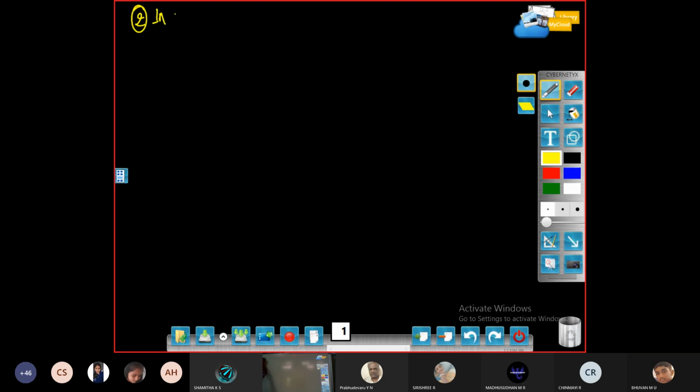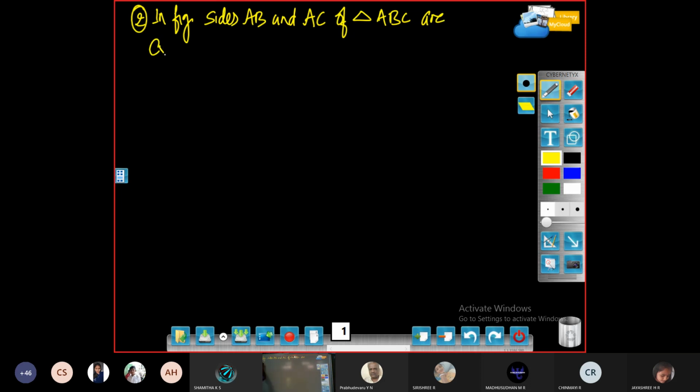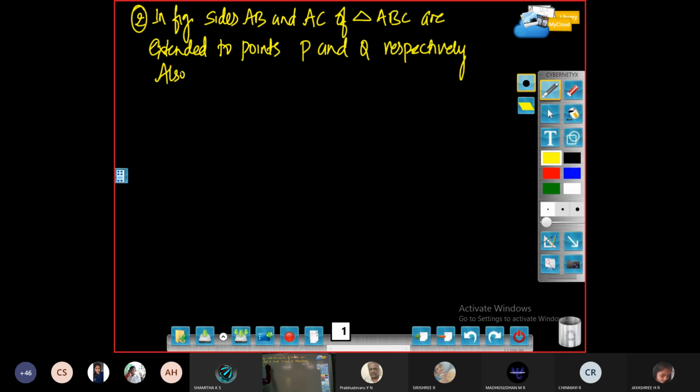In figure, sides AB and AC of triangle ABC are extended to points P and Q respectively. Also, angle PBC is less than angle QCB.